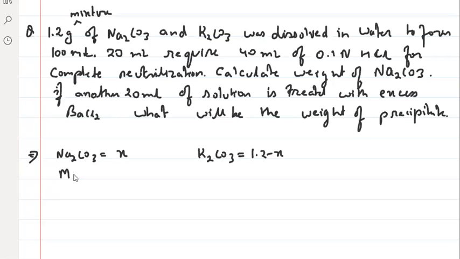Molecular weight of Na2CO3 is what? You can calculate it, which is the molecular weight of Na into 2, plus the molecular weight of CO3. So the molecular weight of Na2CO3 will be 106, and the molecular weight of K2CO3 will be 138. Right, everyone?